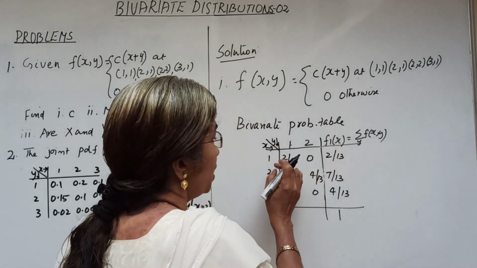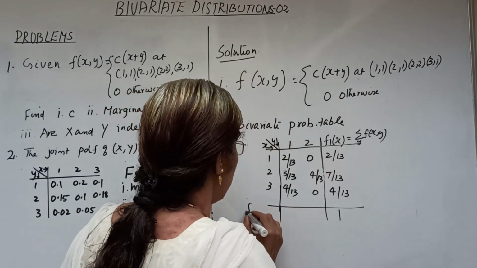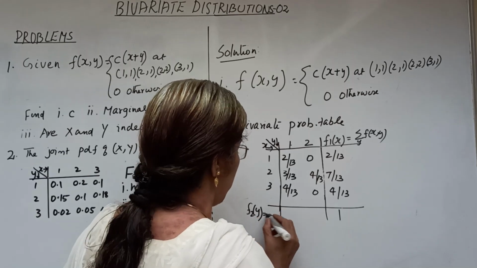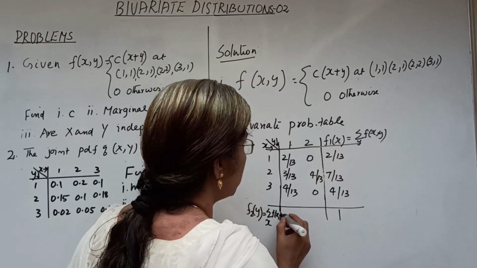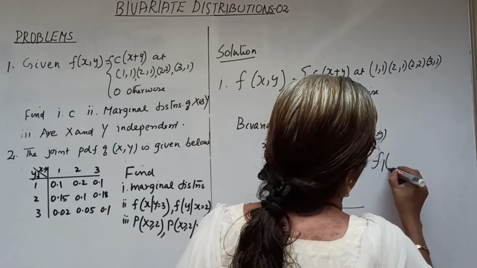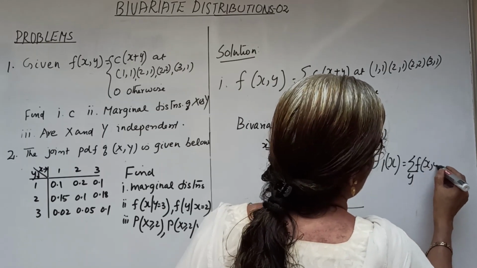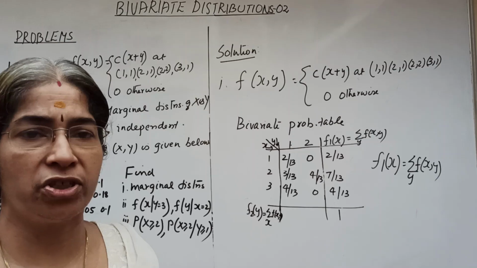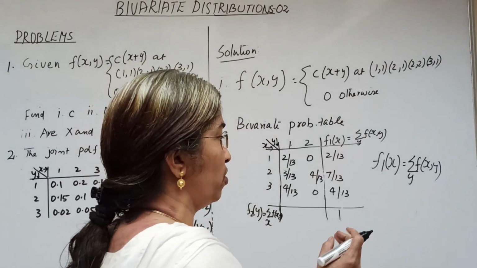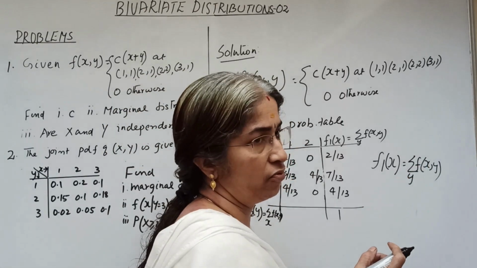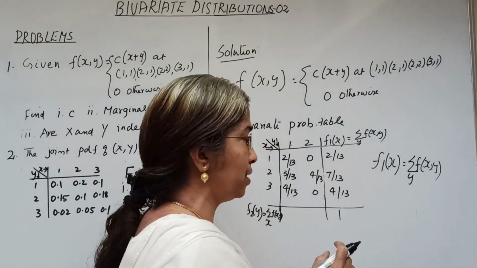Let us check. That is, y takes the values 1 and 2. So here the column totals give f2(y) equal to sigma over x f(x,y). Let me write here f1(x) equal to sigma over y f(x,y). That is the marginal distribution of x. So we have to sum the probabilities over y, that is sigma over y f(x,y). For x equal to 1, it is equal to 2 by 13 and so on.